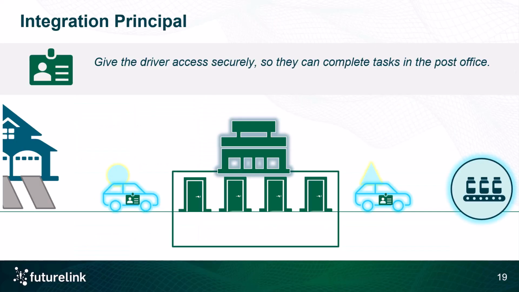Integration principle. Give the driver access securely so they can complete tasks in the post office. Continuing with our earlier analogy, consider the integration principle as the driver of our postal vehicle with a security badge that has all the credentials to allow the vehicle to complete tasks at the post office. Since they have the credentials, there is no need for a security guard to escort them throughout the building.